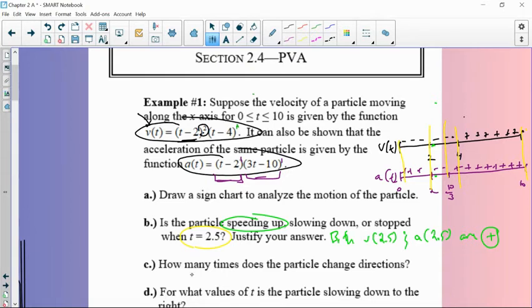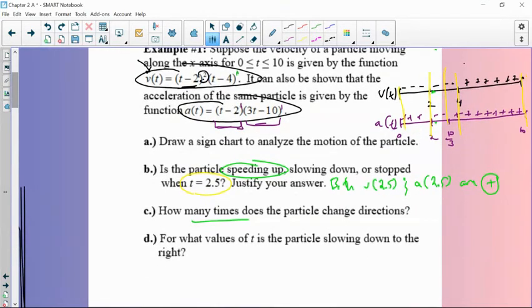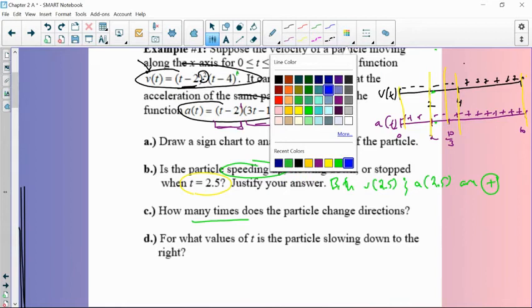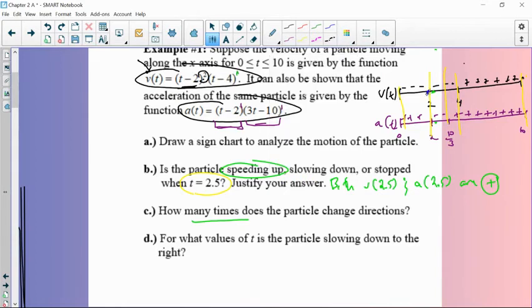Okay. How many times does it change directions? So we looked at this on a velocity versus time graph, and that's when the velocity changes signs, right? Switches from positive to negative. And when you look at a velocity graph, that's where it crosses the x-axis. Here, we literally have to see when it changes signs, literally from positive to negative. Remember, there's a 0 at 2 and a 0 at 4. But remember, the 0 at 2 doesn't change signs.